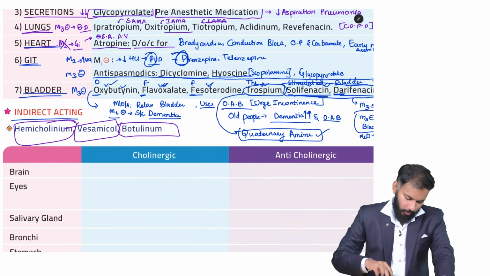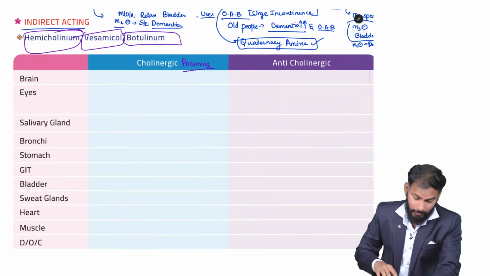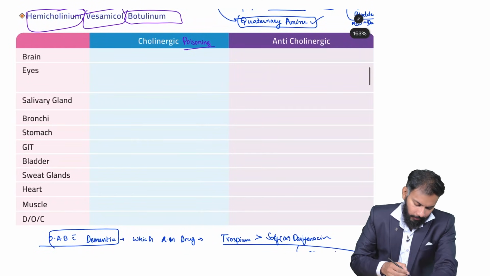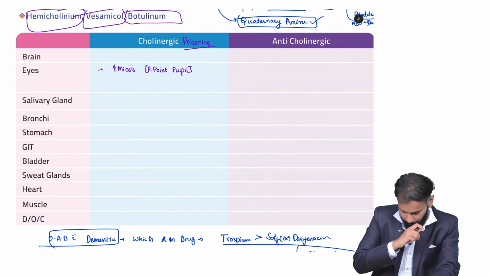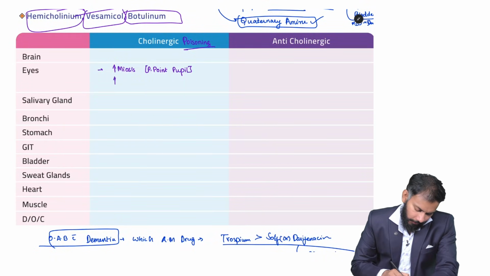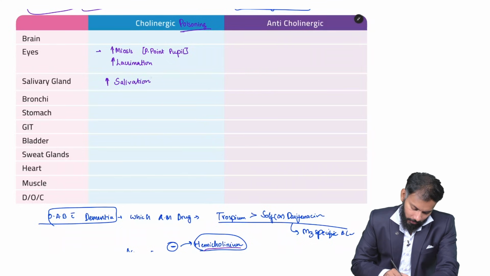Now, what is important for us? I already told you about cholinergic poisoning. Okay. What is happening in cholinergic poisoning? I'll write it here. Yes, see, in the eyes, there is increased miosis, so there is pinpoint pupil. And then there is increased lacrimation. And it will increase all the secretions. It will also increase the salivation. Why? We'll understand this in the sympathetic nervous system.